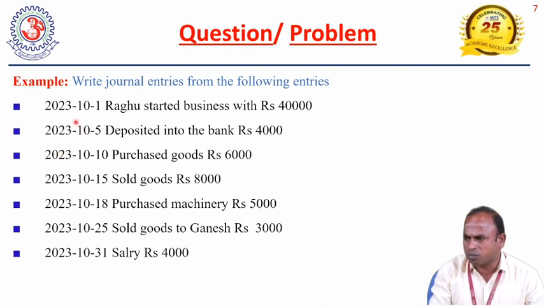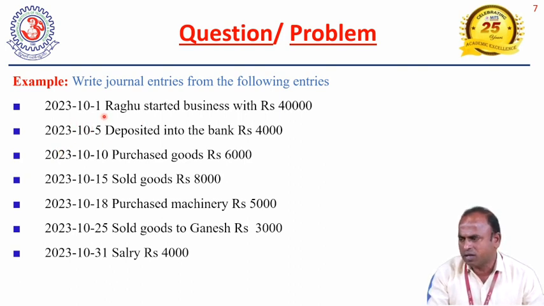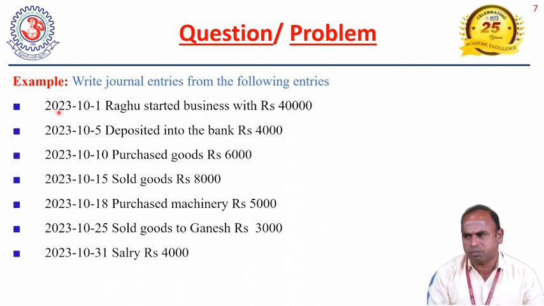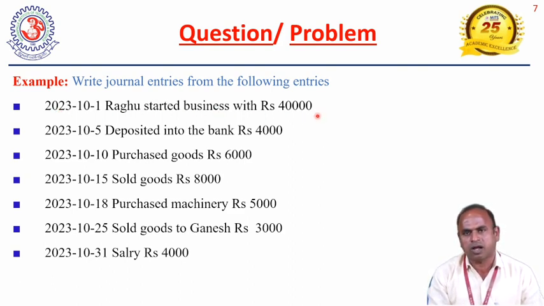2023 October 1st, Raghu started business with rupees 40,000. So this is the transaction. In this transaction, two aspects are there. First, you read out the transaction and find out what the two aspects in this transaction are. Then we can apply the rules of the account and write debit and credit.